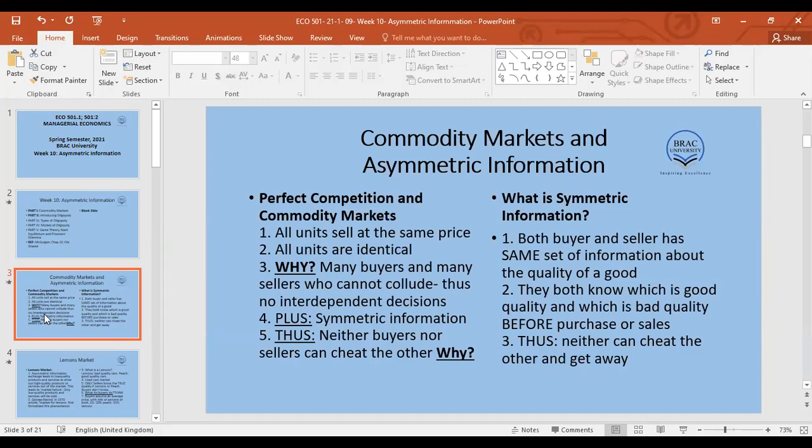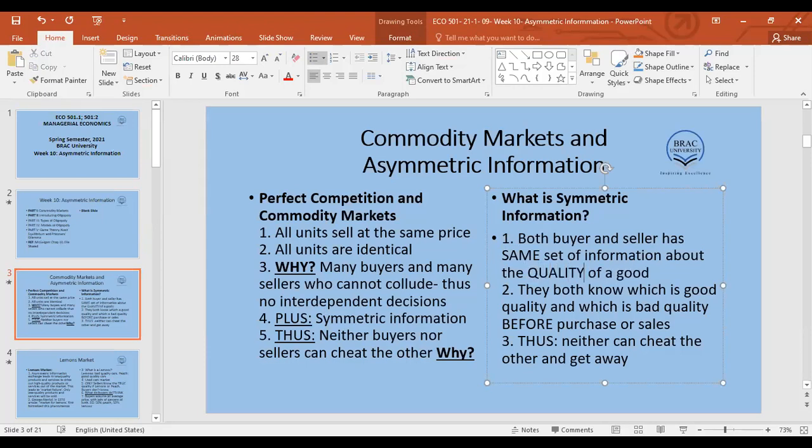This is what we are going to break today. So symmetric information, on the right-hand part of this slide, is that both the buyer and the seller have the same set of information about the quality of the good. The emphasis is on quality. So if we are transacting a brand new mobile phone, the seller knows what he's selling, and the buyer knows the same information. So that's why neither of the two can cheat the other one and get away.